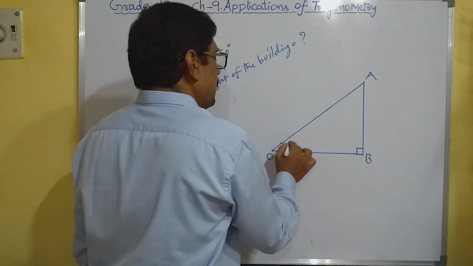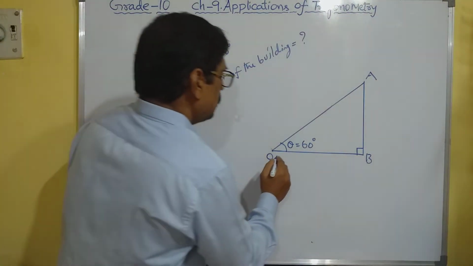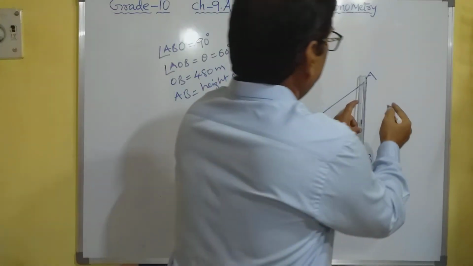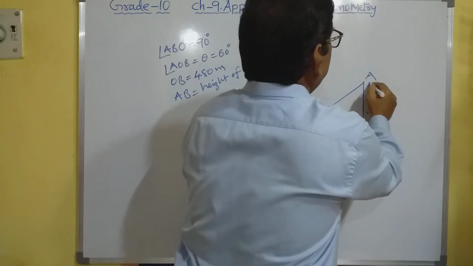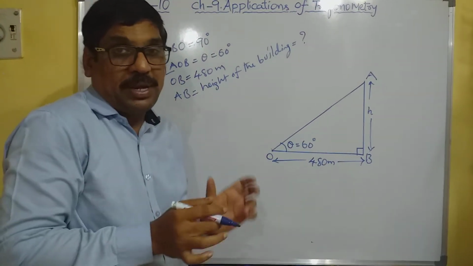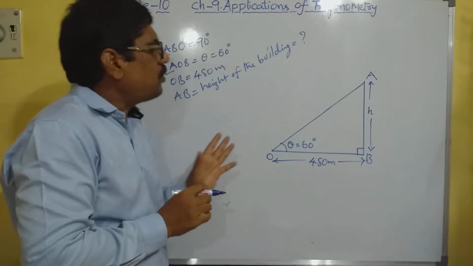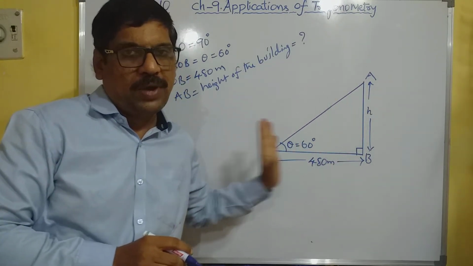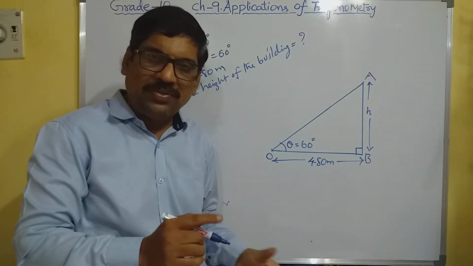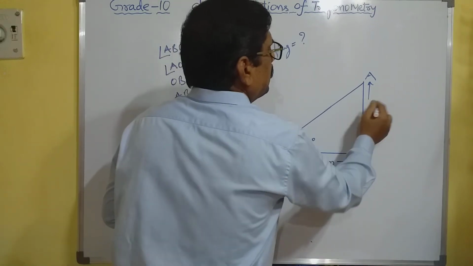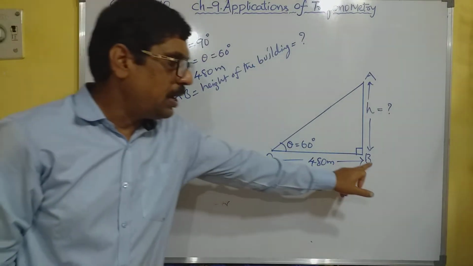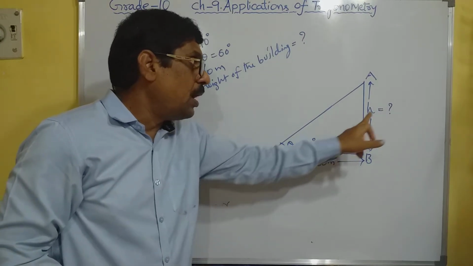Now this angle we have taken as 60 degrees, theta is 60 degrees, and the horizontal distance is given as 480 meters. Now we need to find the height of the building, that is h, the unknown value. So how to find the height of the building using the applications of trigonometry from this data? Observe carefully what the unknown value and the known value are. Here we have three sides: OA, OB and AB. The unknown value is h, the height of the building, which we have to find. And the known value is the distance from the observer to the building, given as 480 meters.